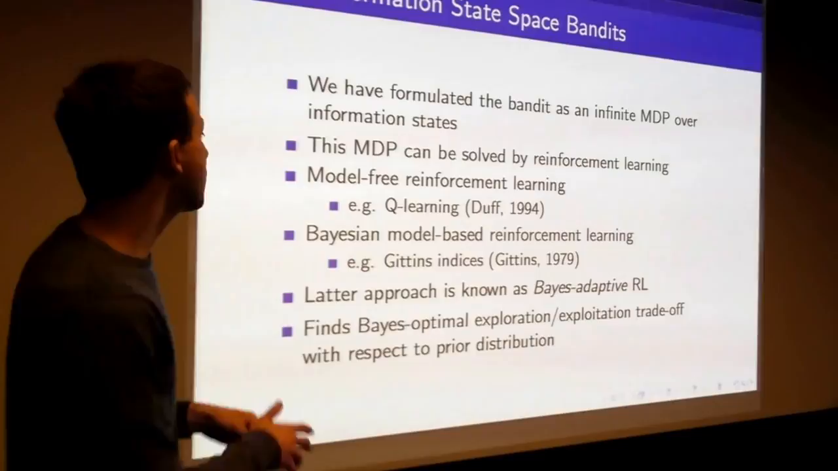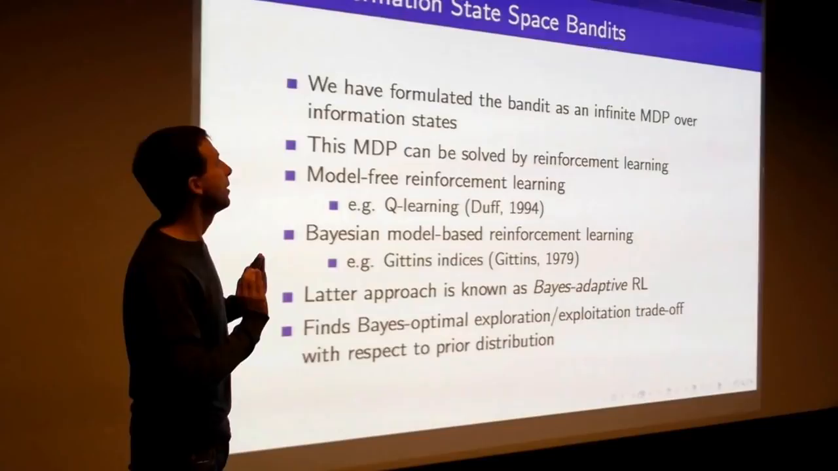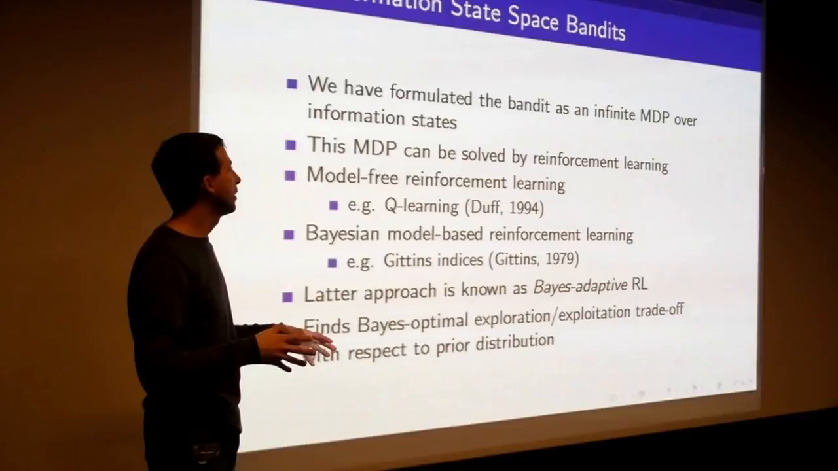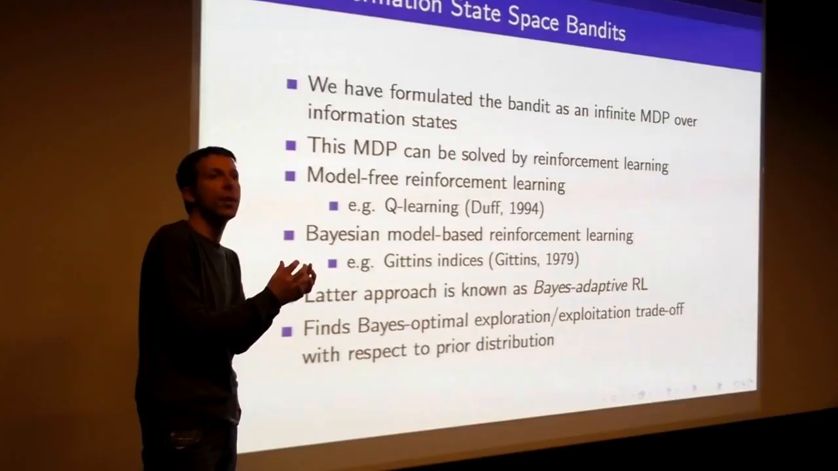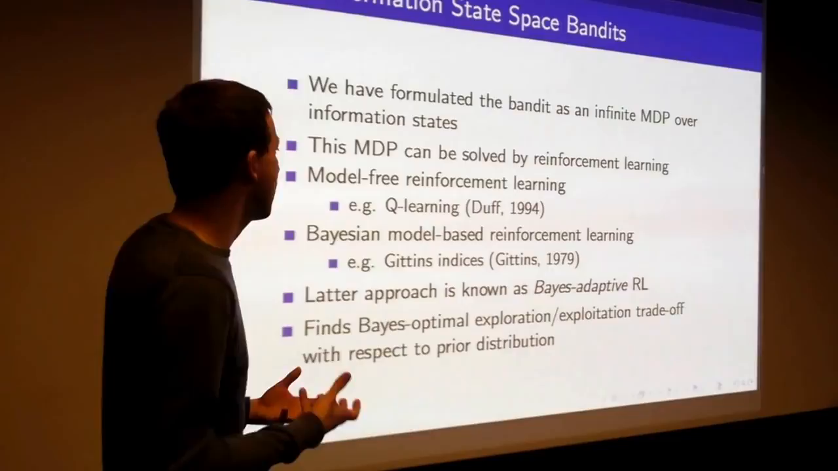And this whole approach is called Bayes-adaptive reinforcement learning. Let me clarify that. We can work with information states, and there are many different ways to work with information states. If we characterize our information by a posterior distribution, then that's what's known as Bayes-adaptive reinforcement learning. In this drug example, it would look like characterizing everything we know about the problem by a posterior distribution over the payouts.